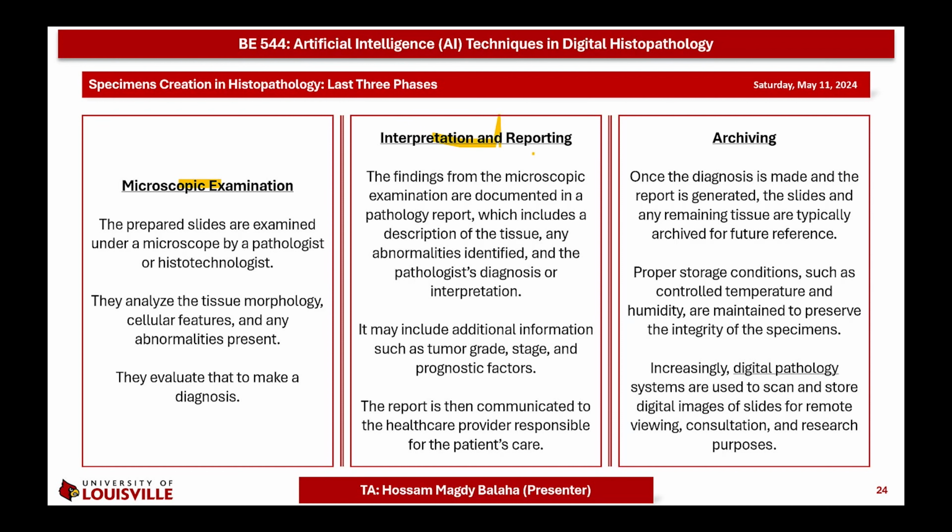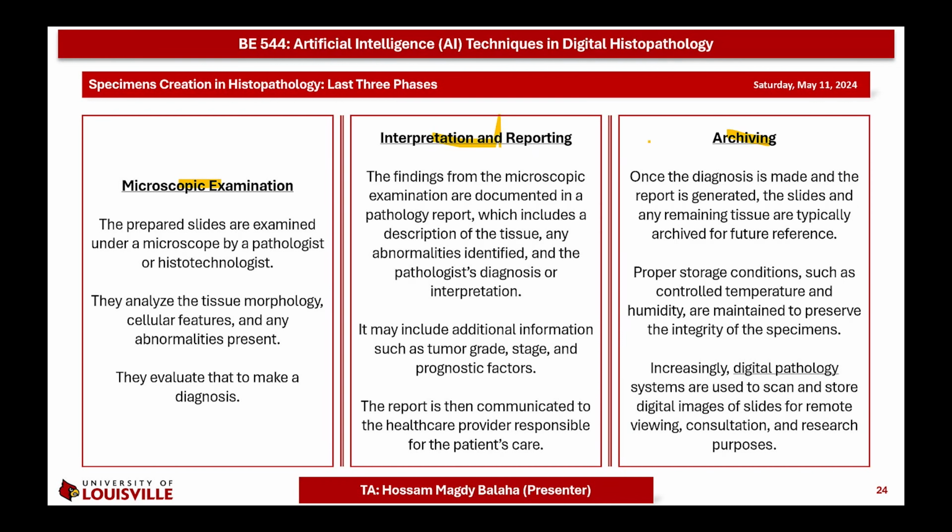So the findings from the microscopic examination are documented in a pathology report, and this can include a description of the tissue, any abnormalities identified, and any diagnosis or interpretation. It can include additional information such as the grade, stage, and prognostic factors of the tumor. Then the report is communicated to the healthcare provider responsible for the patient's care to provide the different treatment options and plans. Finally, archiving.